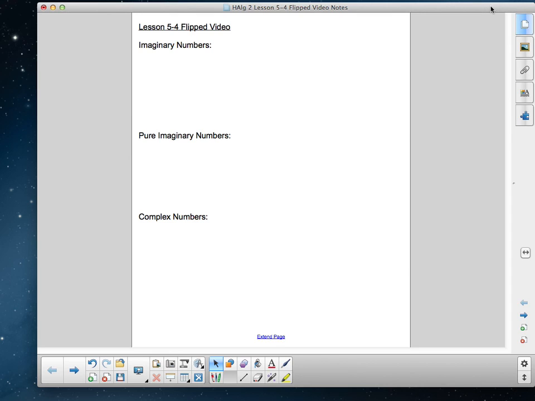with imaginary numbers tomorrow. So imaginary numbers, we're going to talk about what one is and the categories it can fall into, and then a little bit about adding and subtracting, and we'll get into multiplying, dividing, simplifying, that stuff in class tomorrow. So first of all, imaginary number.